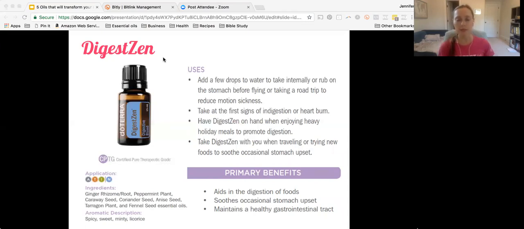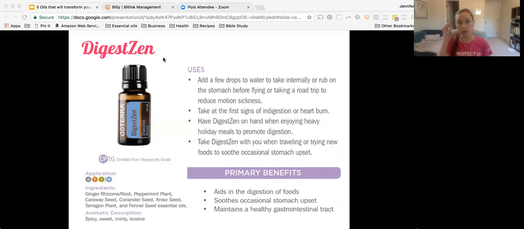And it's a blend of some oils that have been very well studied for their ability to support digestive function. So it has oils like peppermint and ginger and fennel and tarragon and caraway, among others. And so this is a great oil for kids. Mix it with a little carrier oil, rub it on their abdomen, rub it on the bottom of their feet, and they'll get relief immediately.